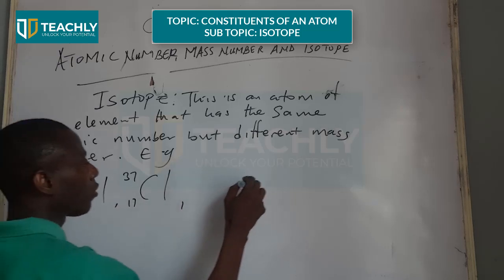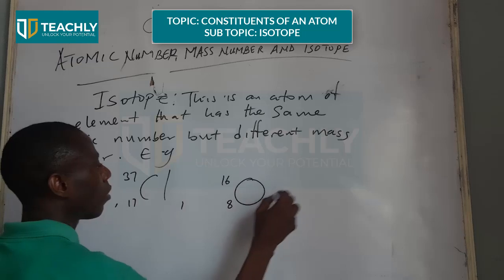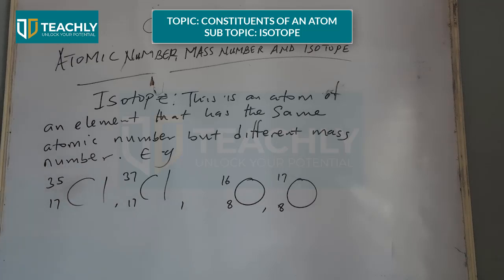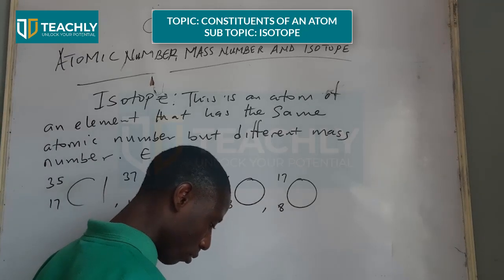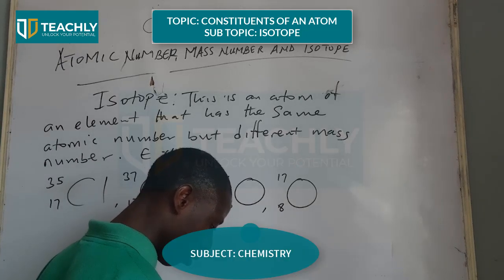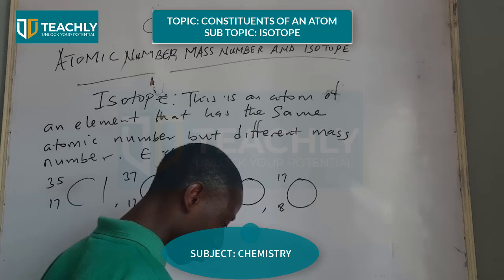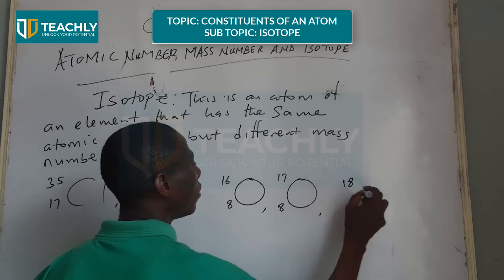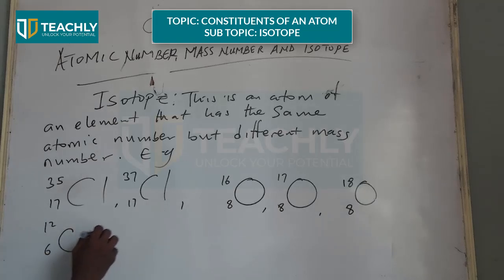And then also we have oxygen: oxygen 16, 8, then oxygen 17, 8, and then oxygen 18, 8. Likewise, we have carbon 12, 6, and then carbon 13, 6.